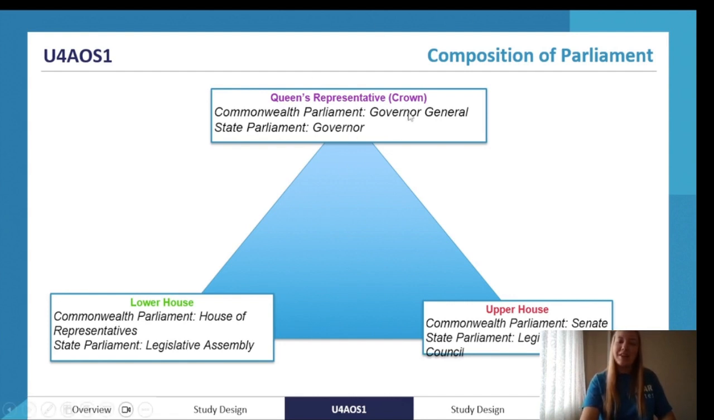So, lastly, at the very top of the pyramid, technically has the most power, the Queen's representative, the Crown. We know, however, that the Crown, the monarch in England, doesn't really do this. They don't partake in lawmaking, and don't do anything really. So they're actually represented by the Governor General, which is the Crown's representative in the Commonwealth Parliament. And in the State Parliament, this is the Governor. So make sure you remember this and don't confuse this and lose marks when you're responding to questions.